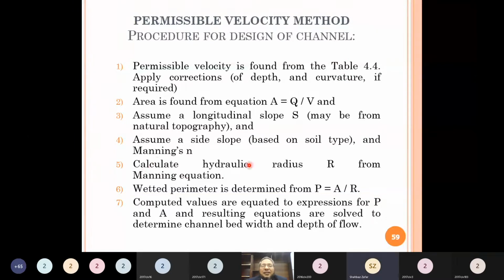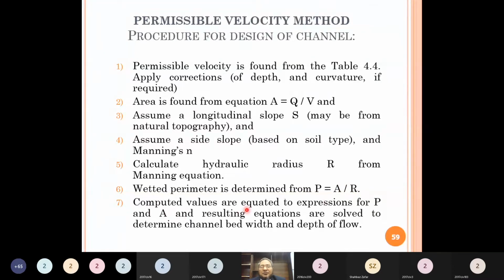Then calculate hydraulic radius R from Manning's equation. R can be found, because we have the area and we have the discharge, which is equal to area into 1 over n, R raised to 2/3, S raised to 1/2. So the hydraulic radius R we can compute. Now the wetted perimeter is determined: we know the area and we know the hydraulic radius, so A over R is the wetted perimeter.